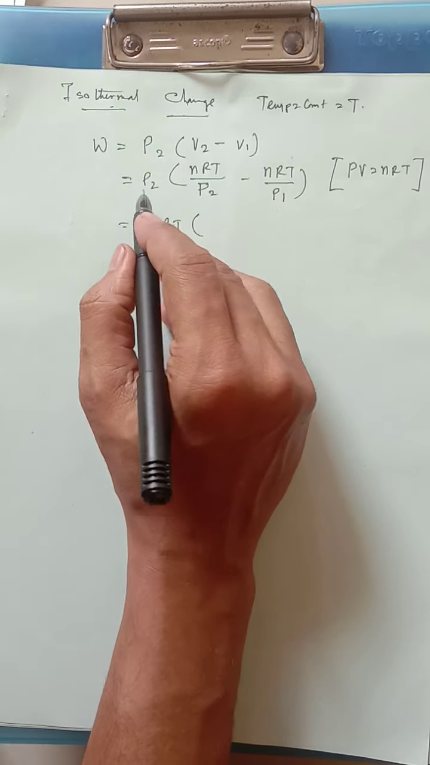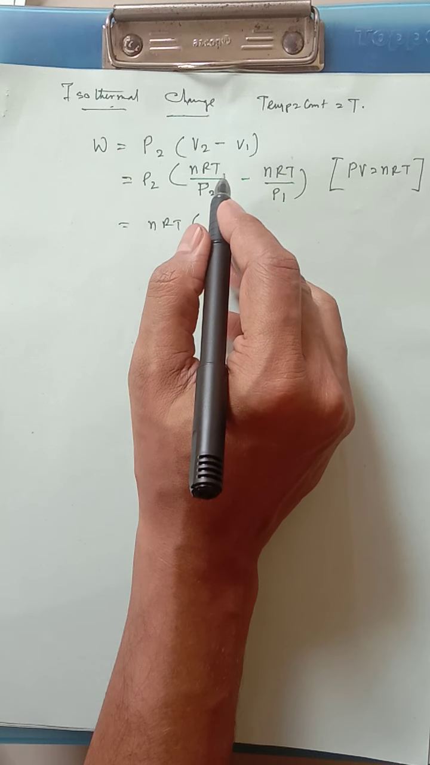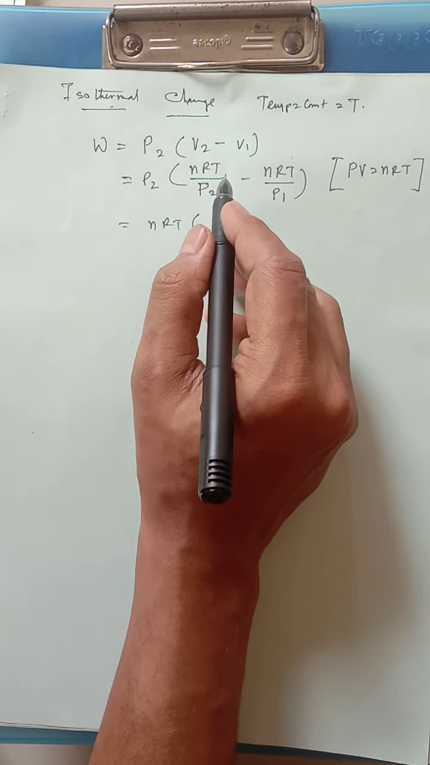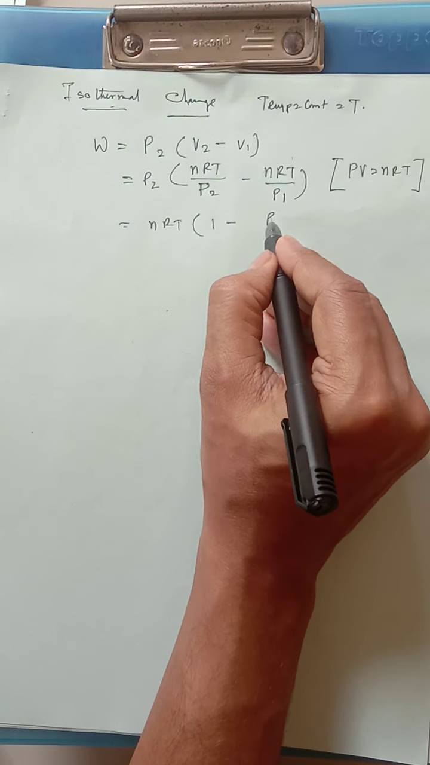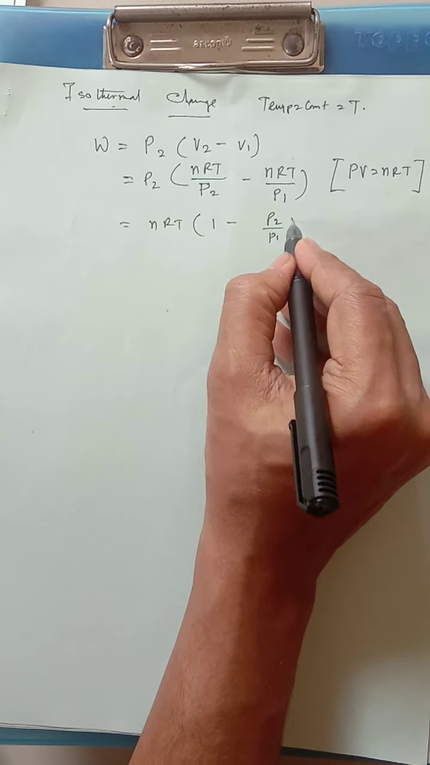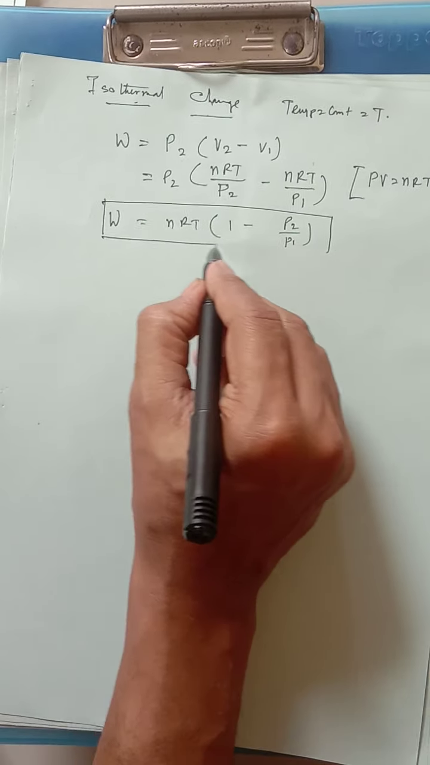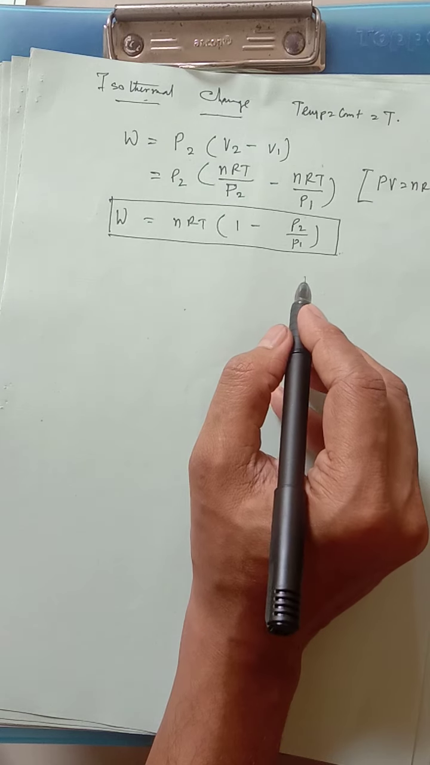nRT is a common factor, and P2 has been entered. If P2 has been entered, what will be the effect over here? It is a very simple mathematical operation. If P2 is equal, it will be 1, and it will be P2 by P1. Simple mathematical operation it is. So ultimately we are getting this value of W. So this is the value of W.